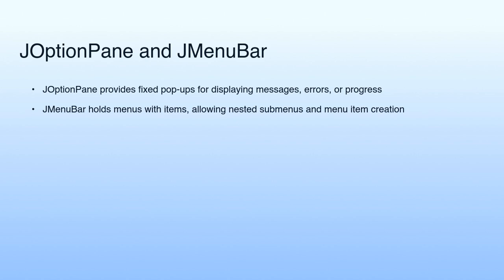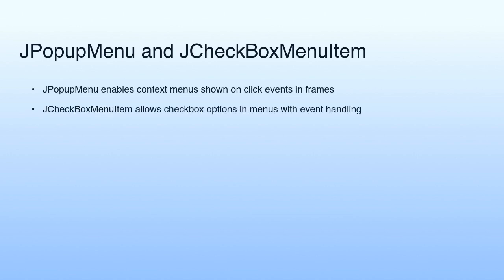The menu bar holds menus with items, allowing nested submenus and menu item creation, providing a familiar navigation experience. We then delve into the pop-up menu, which enables context menus to be shown on click events within frames. The checkbox menu item allows checkbox options to be incorporated into menus, providing additional functionality with event handling capabilities.